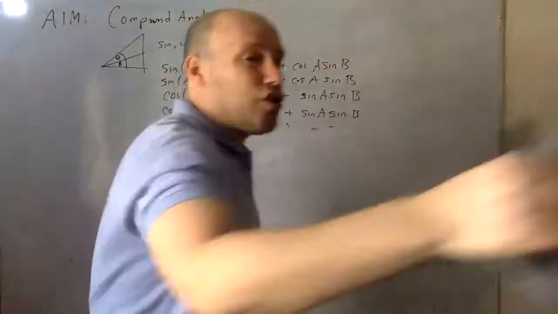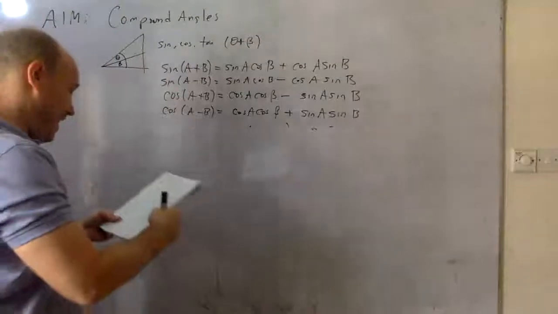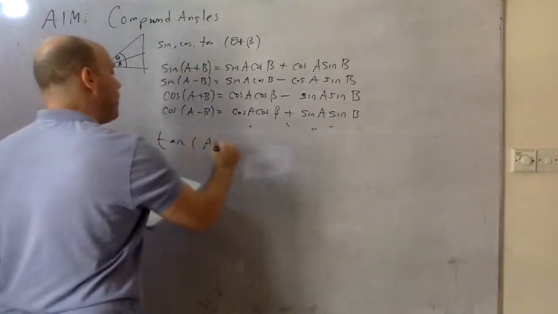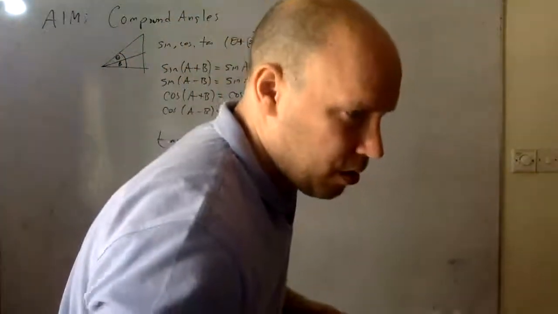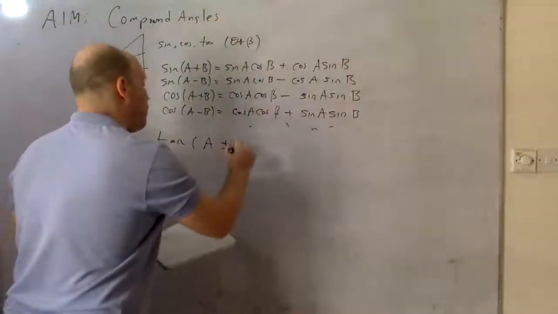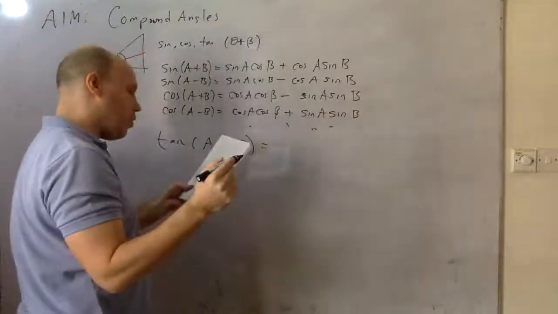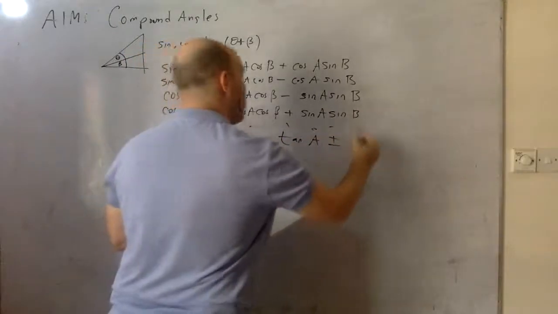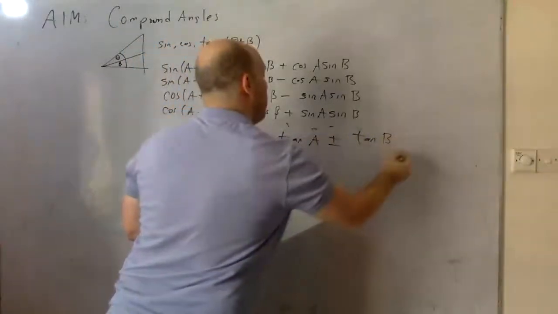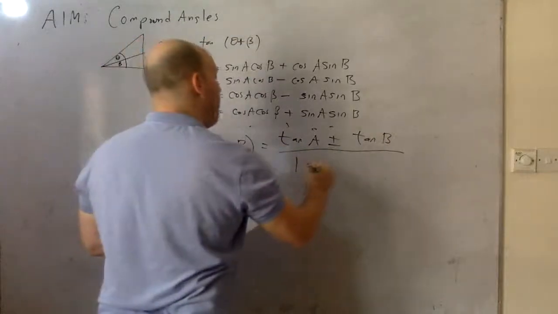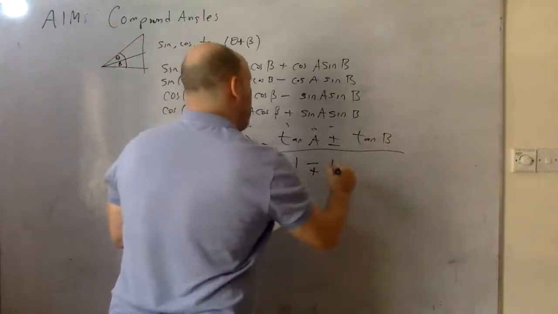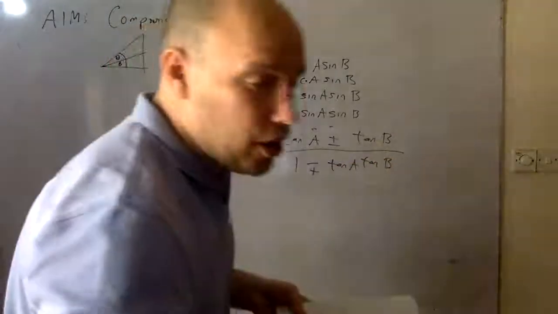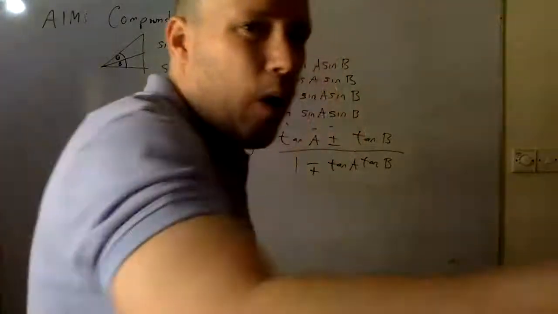The next thing, let's do the tangent, because the tangent is kind of fun. The tangent of A plus or minus B is equal to the tangent of A plus or minus the tangent of B divided by 1 minus or plus the tangent of A, tangent of B. What's going on with these notations? This is in the formula book, so you have to understand what they're doing.